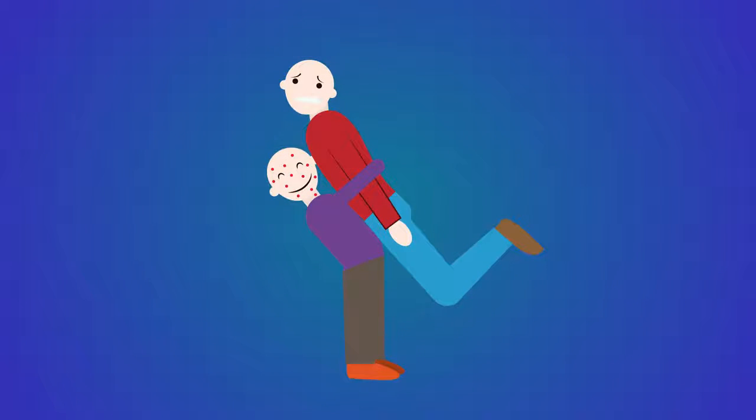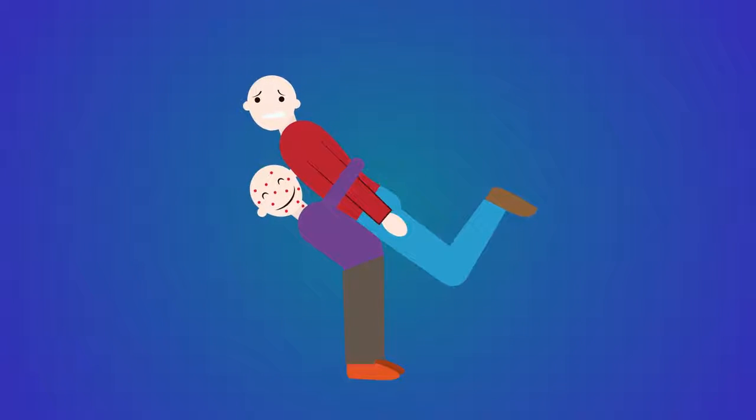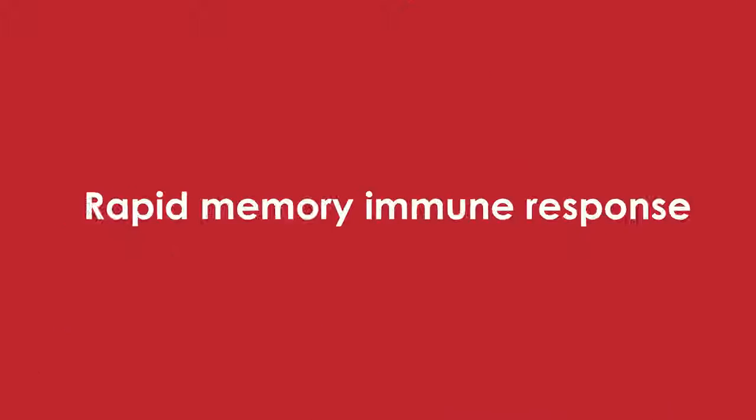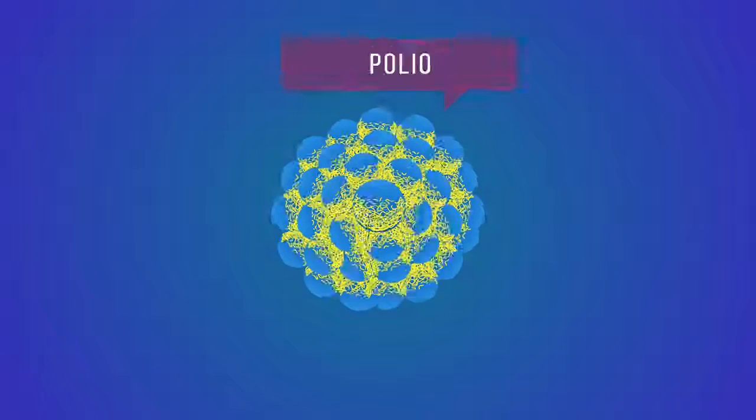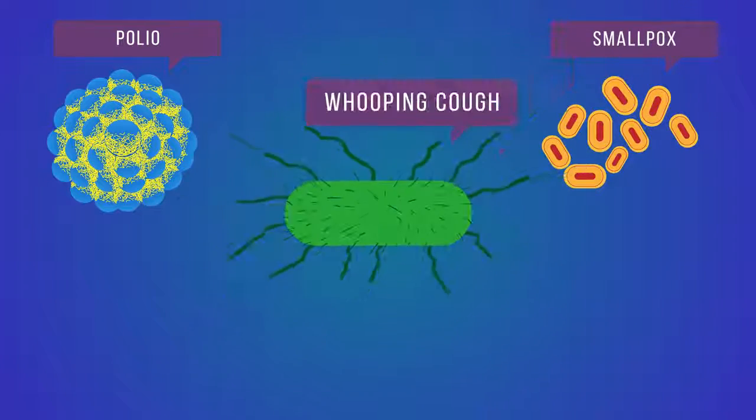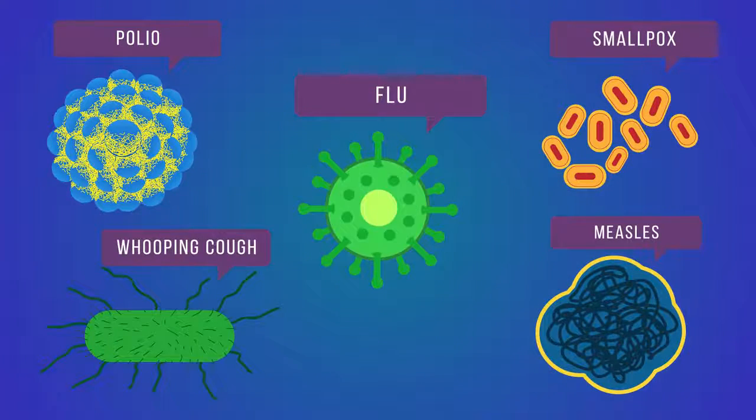As a result, when the vaccinated individual comes across the varicella zoster virus again, for example from a person infected with chickenpox, he or she will mount a rapid memory immune response to the virus and will not develop chickenpox symptoms. By taking advantage of immunological memory in this way, vaccination prevents and controls the spread of a wide range of illnesses, including polio, smallpox, whooping cough, measles, and the seasonal influenza virus.